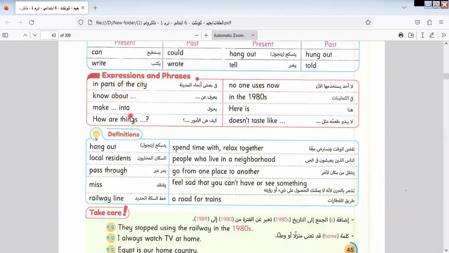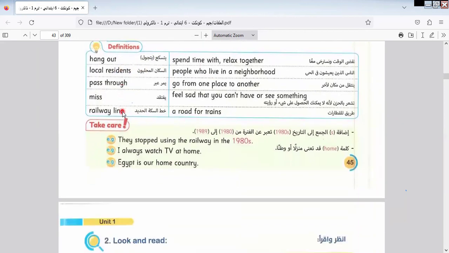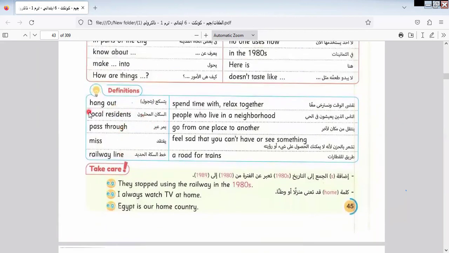Know about, make into, how are things. No one uses new now in the 1980s. Here is doesn't taste like. We have here some definitions. I would like to know it with me.